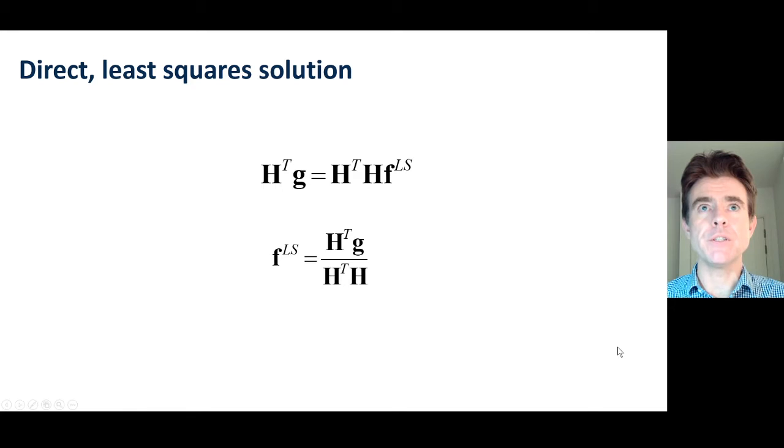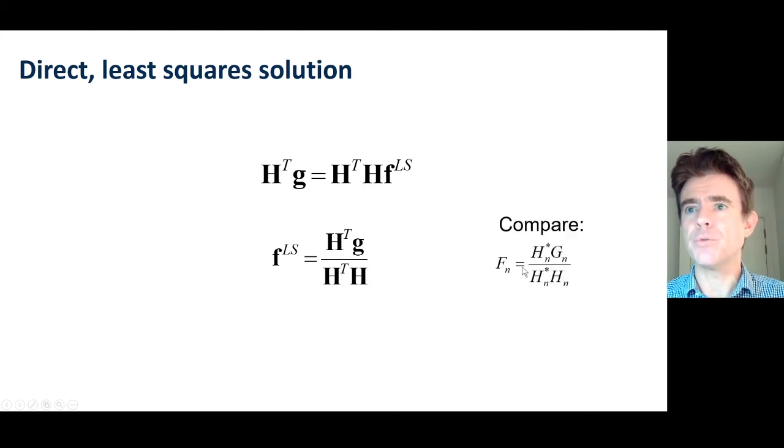So that's the direct least squares solution. These are also known as the normal equations. It's a standard known solution for the least squares problem. Here it's just rearranged, but really you can also write it with H transpose H to the power minus 1 in front of that.